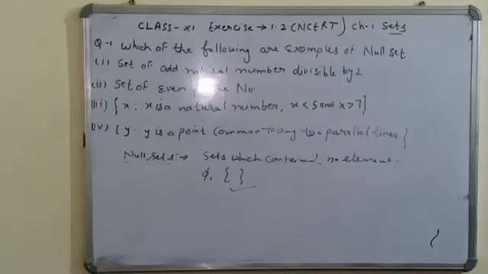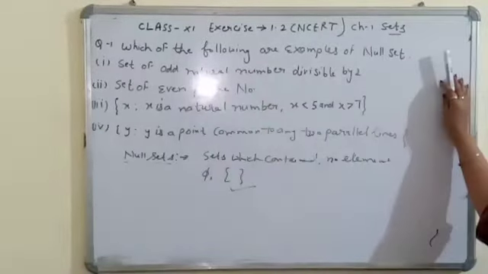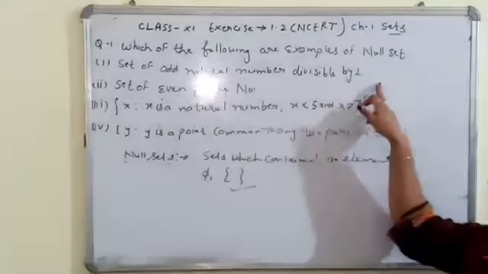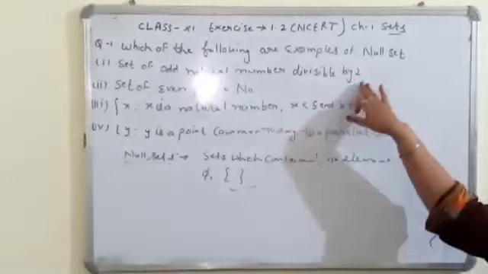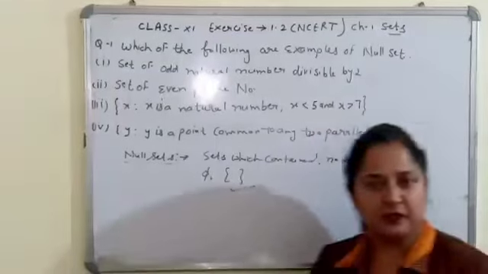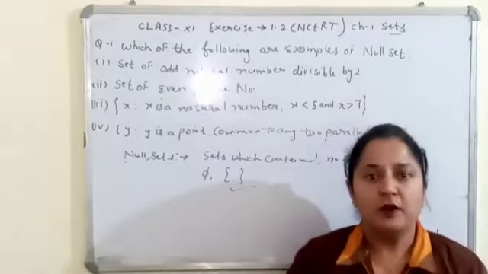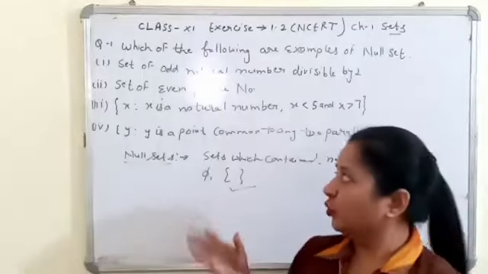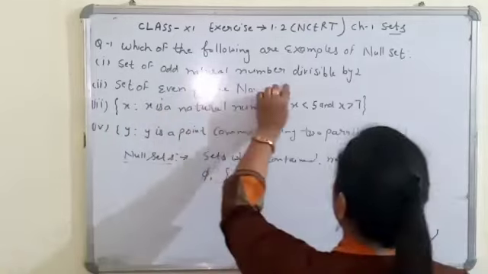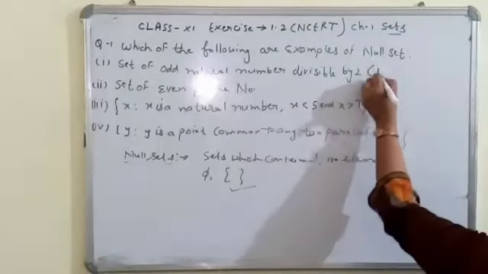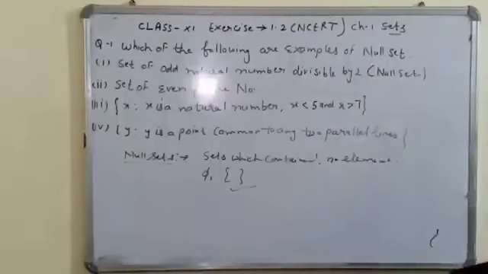First is set of odd natural numbers divisible by 2. First question, is it a null set or not? Yes. Hope so it's clear to you. This is a null set because there is no odd natural number which is divisible by 2. If a number is divisible by 2, then it must be multiple of 2. If a number is multiple of 2, then it is an even number. So this statement is wrong. This is a null set. So set of odd natural number divisible by 2, it is a null set because we have no element which satisfy this condition.